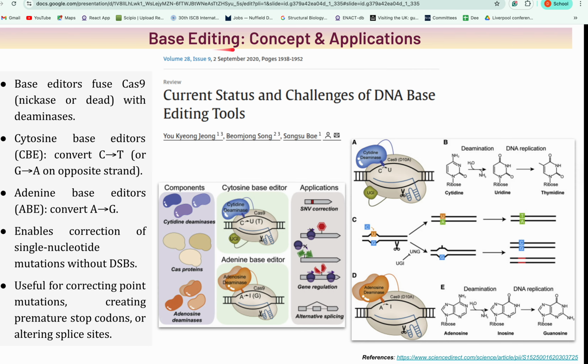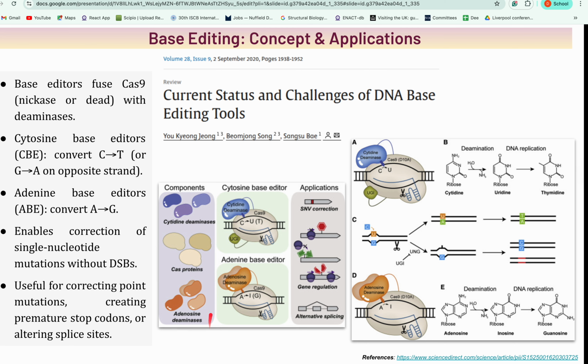Okay, now we'll quickly go through the base editing concept and its applications. Base editors use Cas9 with deaminases. What do deaminases do? Deaminases remove the amino group, with which we can convert the base from one form to another. So cytosine can be converted to thymine, and guanine can be converted to adenine on the opposite strand. So this is the example. These are the cytidine deaminases, which means they will remove the amino group from the cytosine or cytidine. Cas proteins are involved because they are taking these particular components along with the guide RNA into the target site.